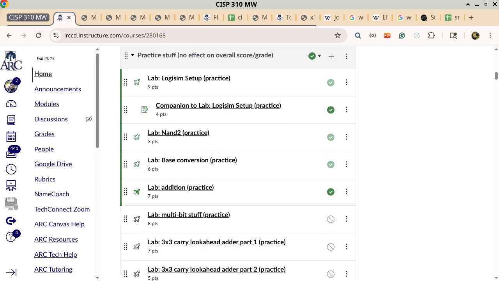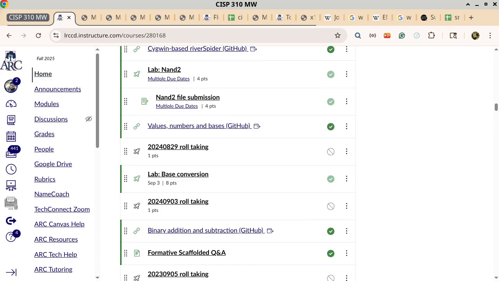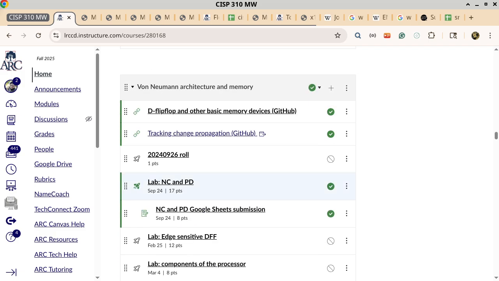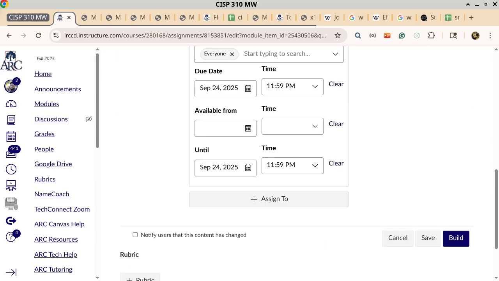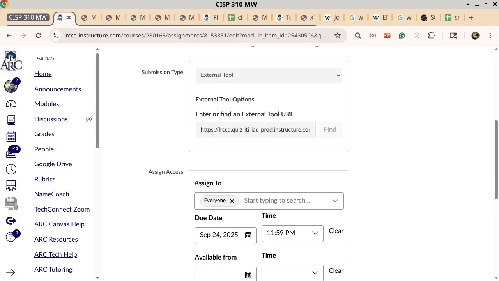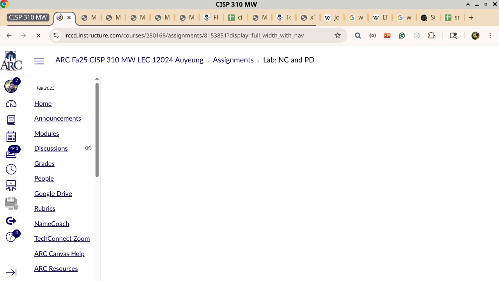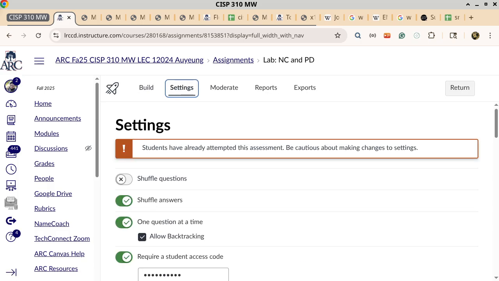So let me go to that one. Some of you might have seen it and go like, oh, okay, I remember what I saw earlier, but I will double check to make sure that everybody knows the access code. Or maybe it doesn't even have an access code. Oh, it does actually. I have to go to build first. All right. Go to settings.